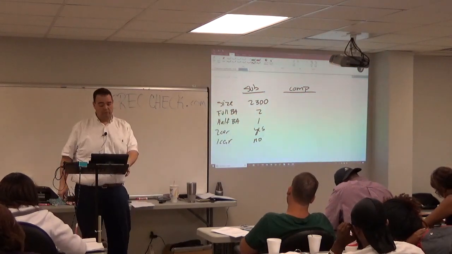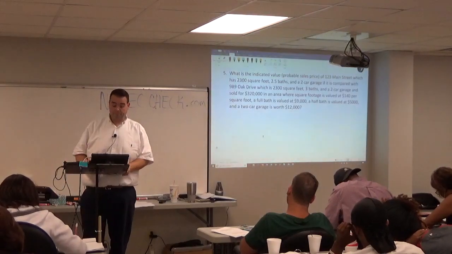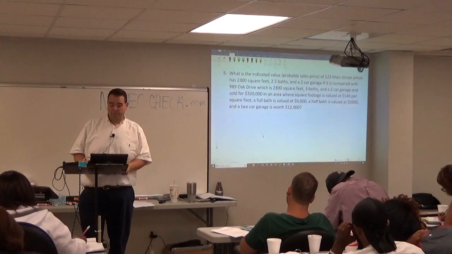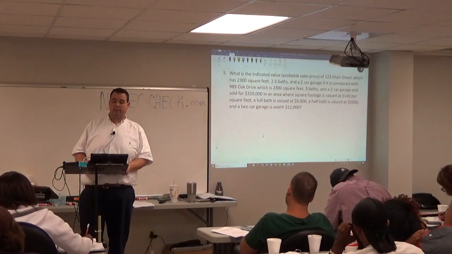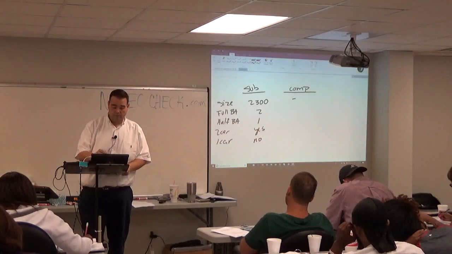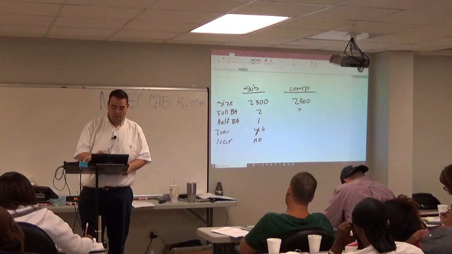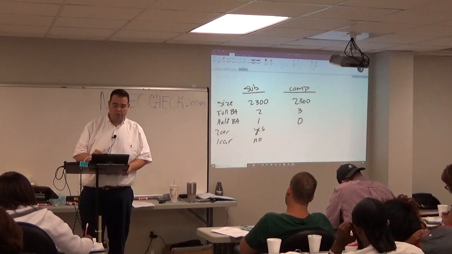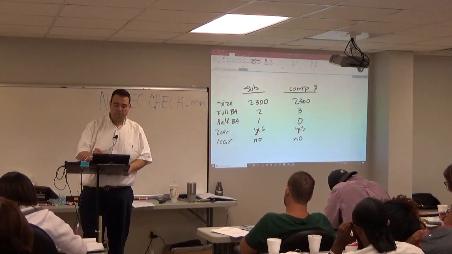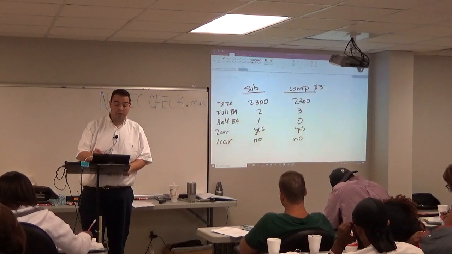And I'm going to do the same thing for my comparable property. Here's what I know about the comp. How big is it? 2,300 square feet. And then how many baths? 3 full. 0 half. A 2-car garage? Yes. 1-car garage? No. All right. And how much did it sell for? 320.